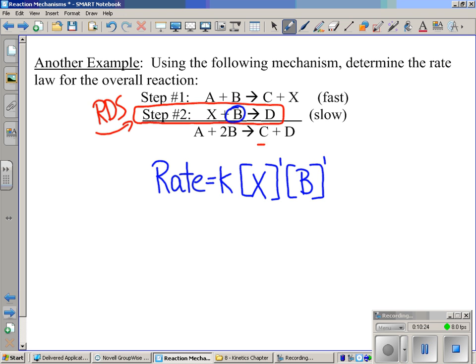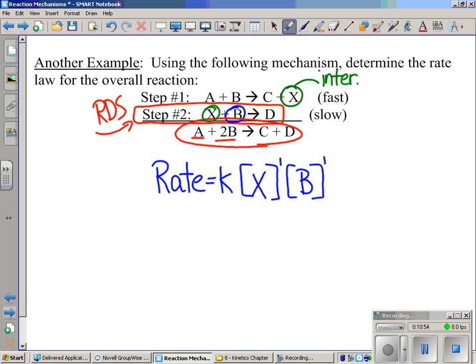If you look in the overall equation, take a look right here, look at the reactants. Is X a reactant? And of course right now you are answering no, it isn't a reactant. If you look at what X is, X was made here in the first step, and X was consumed here in the second step, which means X is an intermediate. And intermediates cannot be in the rate law because they are not part of the overall equation.